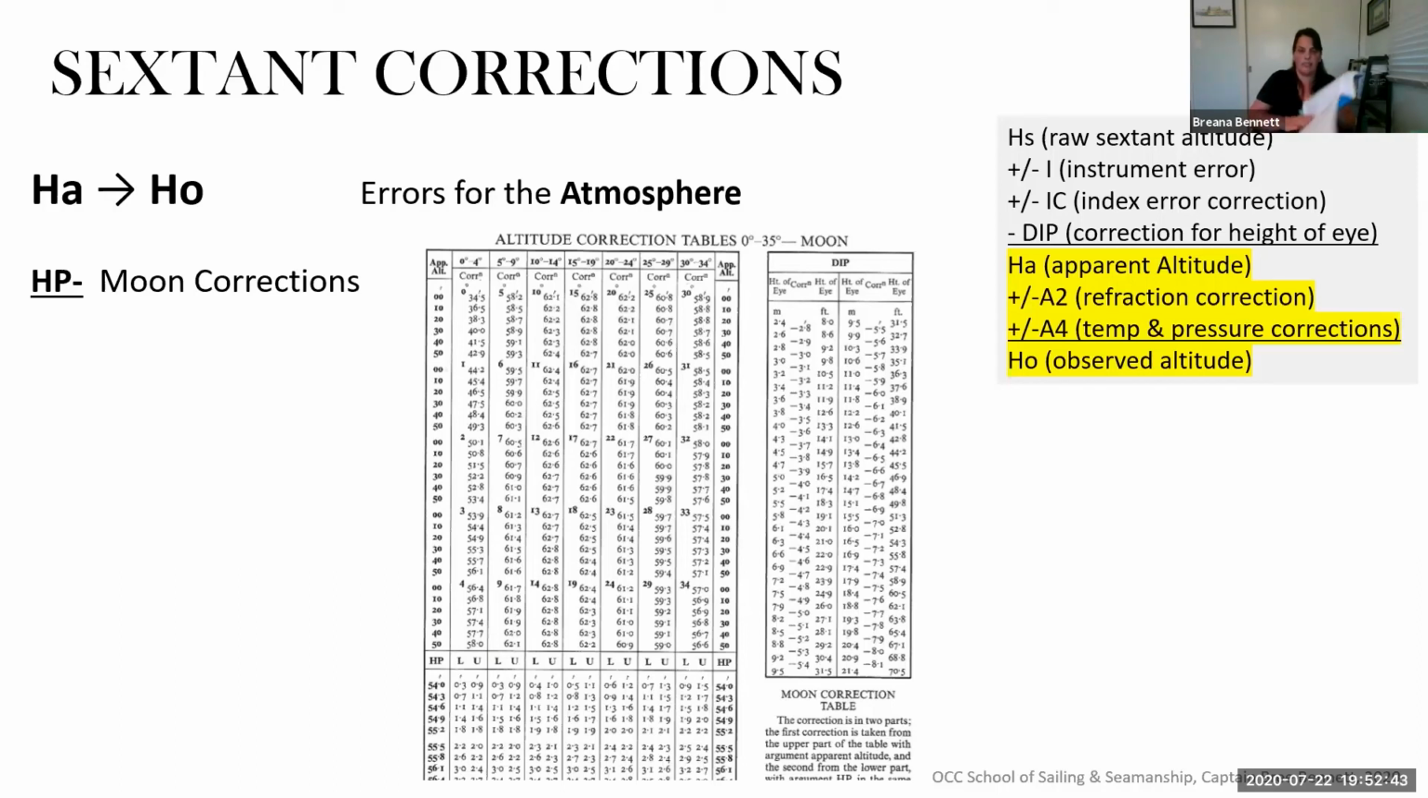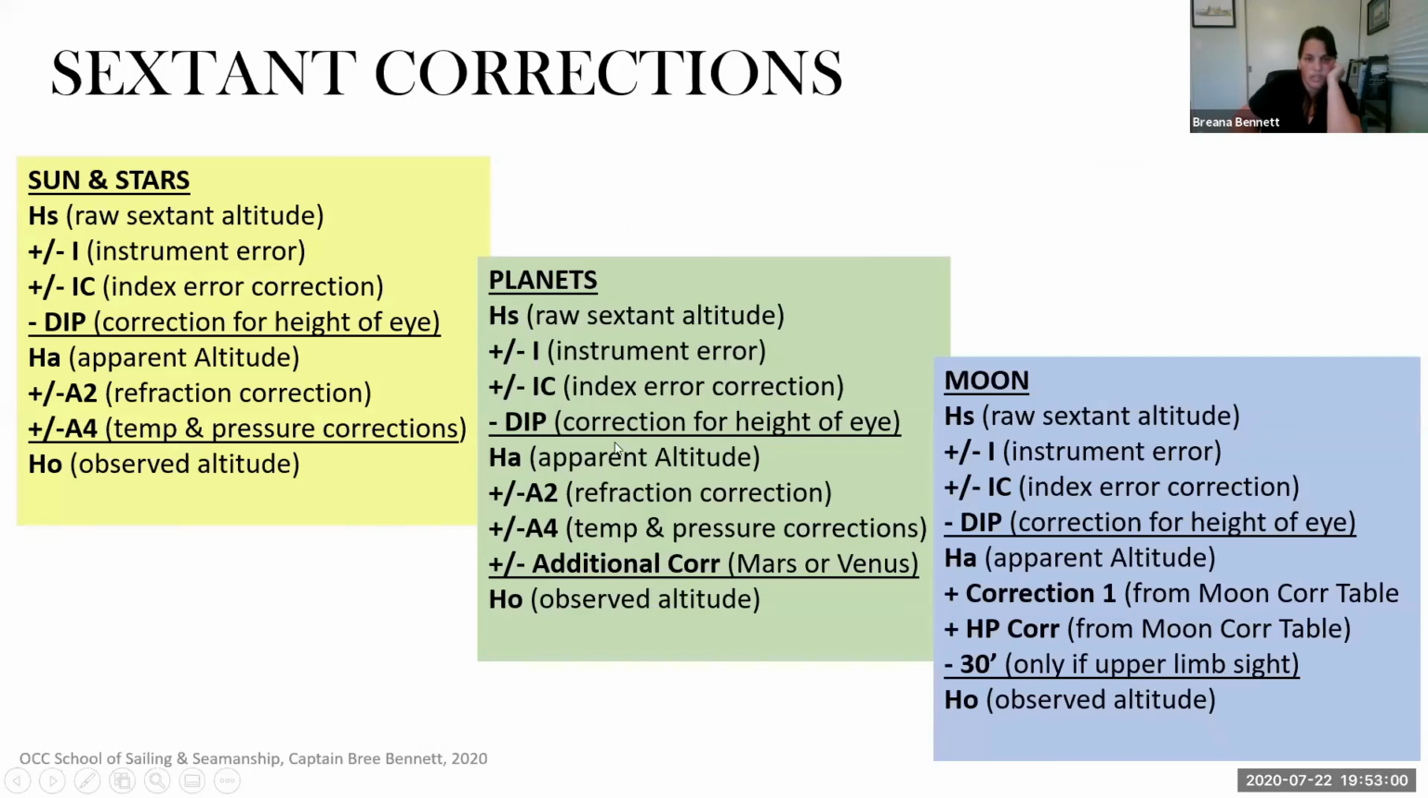35 to 90, excuse me. So this page is our 0 to 35. This page is our 35 to 90. So you go in with what you think your apparent altitude is, and then, oops, shoot, I wanted to scroll down.